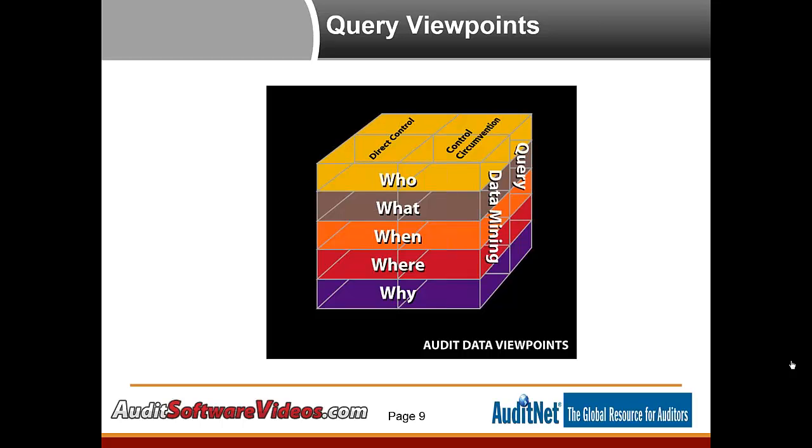I think there's a couple of things that you do when you're doing this. One is you're querying data where you're asking a lot of questions. We will be doing that a bit today, and a question might be, for example, I want to align a vendor file to the employee file, and I want to look for ones that match up. Who are the vendors that also show up on the employee list would be a query in the who category.